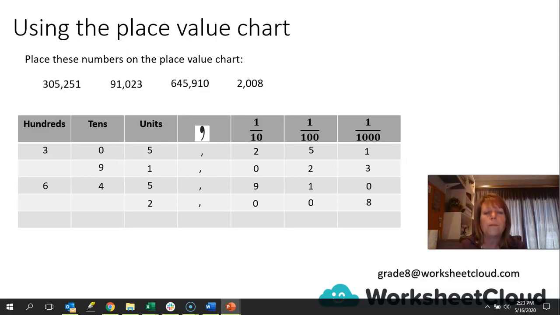So please make sure that when they are placeholders and, if left out, they are going to change the value of the number, you don't leave them out. Right?